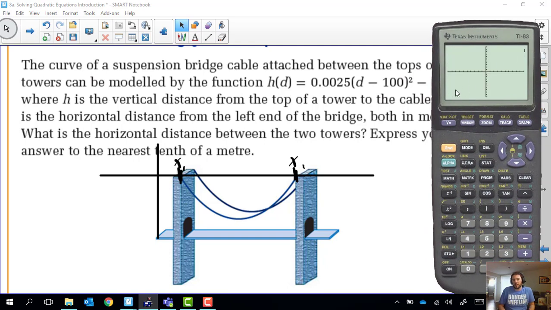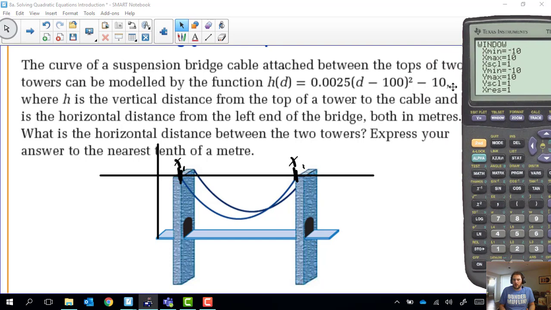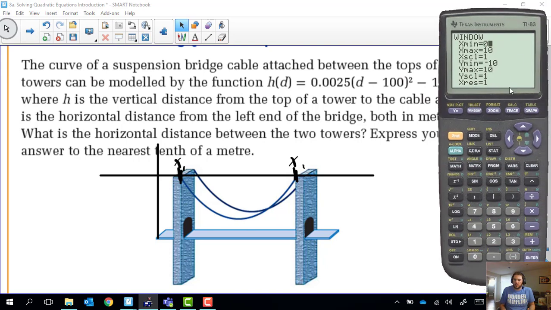So again, what's probably going to end up happening here is I'm probably going to end up with a graph that isn't the nicest just because the windows aren't where they need to be, right? We know our vertex, right? Remember, this thing is in vertex form. So right away, we know that I'm going to have a vertex at 100. So my x is probably going to have to go from 0 all the way to 200 at very least, probably even more than that. So maybe I'll go 250 just to be safe.